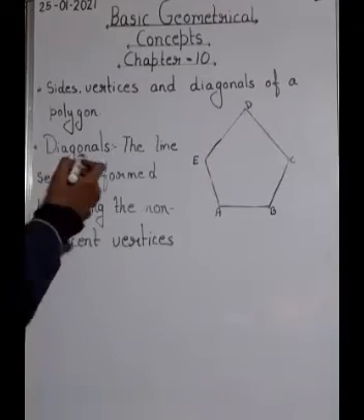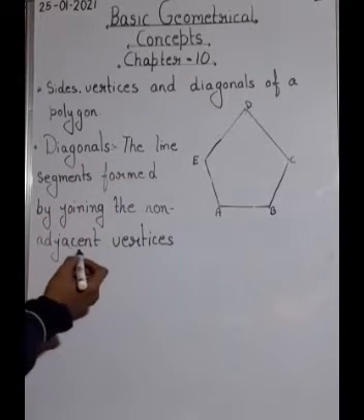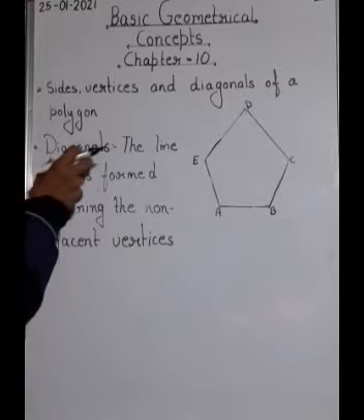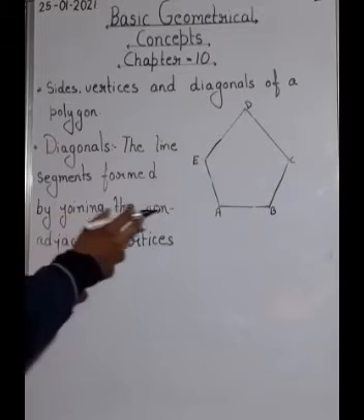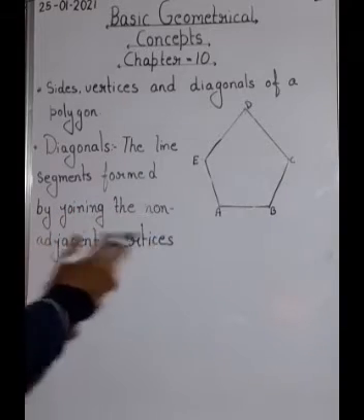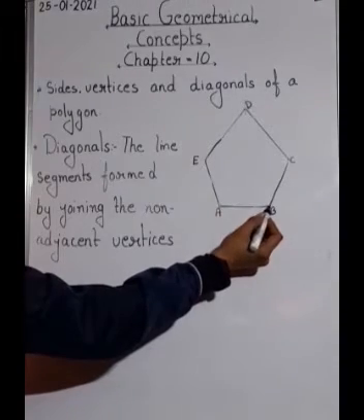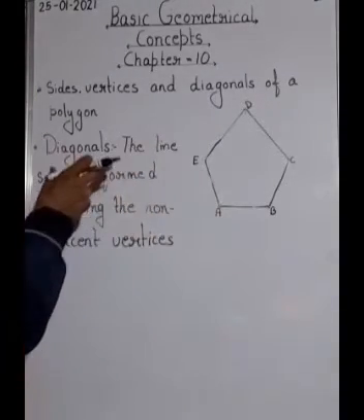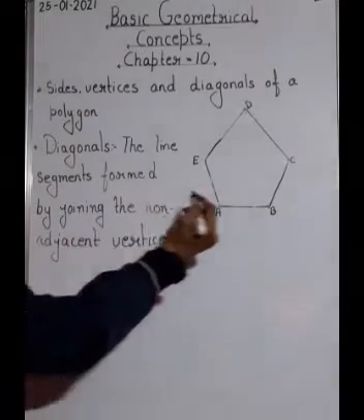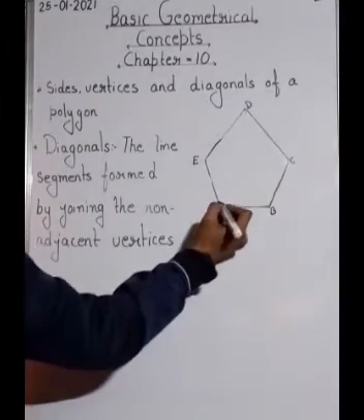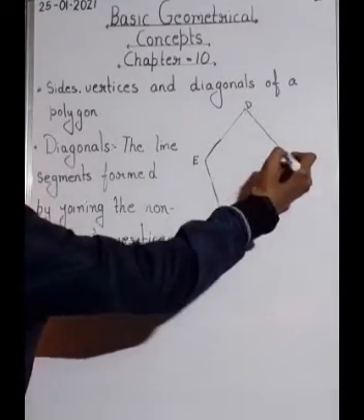Next we are having your diagonals. The line segment formed by joining the non-adjacent vertices. So what are your diagonals? The line segments which are formed by joining the non-adjacent vertices. Now I told you what are your adjacent vertices, like A and B are adjacent vertices, but in your definition I have written the line segment formed by joining the non-adjacent vertices. So A and C are non-adjacent vertices. So if I join A and C like this, okay, I extend and I join A and C.